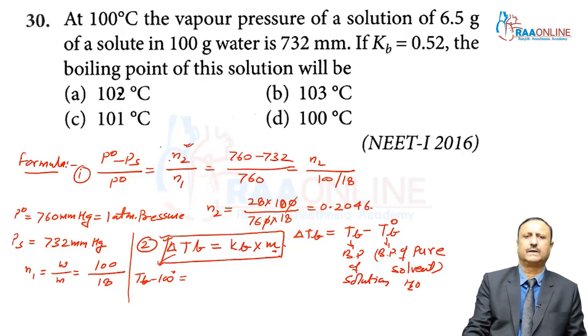What is the value of KB? Here you can see the value of KB is equal to 0.52. So 0.52, and what is the molality? Here you can see the molality is 0.0204. Okay, and now this molality in 1000 upon 100, because you can take 100 gram of water.